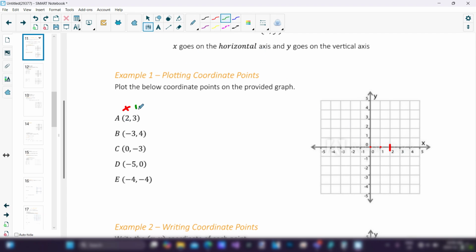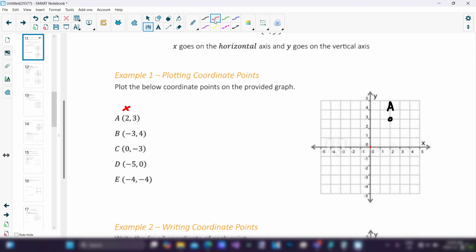The second number will always be your y-coordinate or your dependent coordinate, and it's going to go on your vertical axis. So I already know I'm at 2 on the x-axis, and then I got to go up positive 3. Positive is in the up direction. So 1, 2, 3. So that is where the point A sits. And I'm just going to clean up my graph and put it right here. So that first point, A, sits at 2, 3.